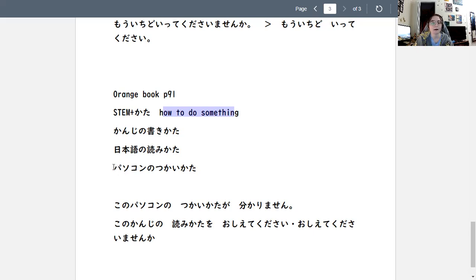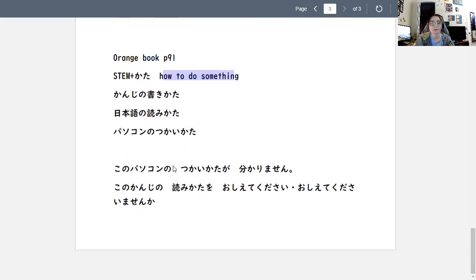And pasokon, which is like a ticket to get on a train, but it's an electronic one. It looks like a little credit card. It's pretty cool. So pasokon o tsukaimasu turns into pasokon no tsukaikata. So how do you use a pasokon?